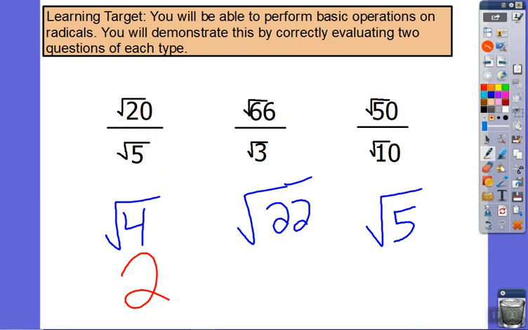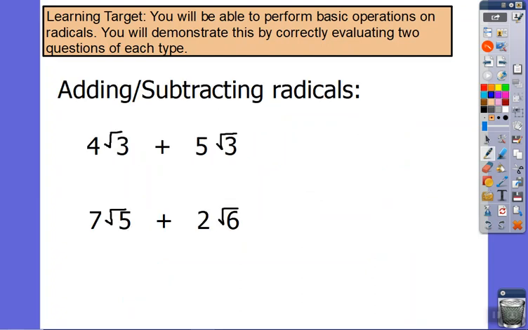Okay, so multiplying and dividing are the easy ones. Adding and subtracting are going to be more challenging. The basic idea is that it's like terms. So do you remember in 7th grade when we did, 4x plus 5x gave us 9x's? And we could add the x's, but we couldn't add a y to it. It had to be the same. It had to be a like term.